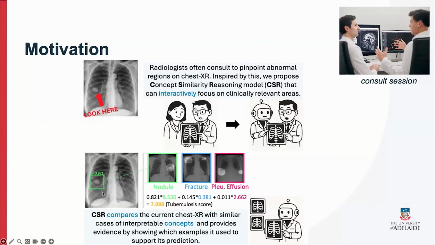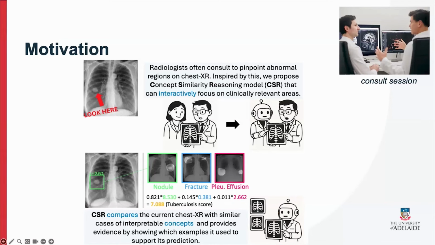Given a test X-ray right here, the CSR will compare the nodule here with the nodule from a past case to yield a similarity score of 0.8. It also will compare with other interpretable concepts like fracture or pleural effusion, but they are not shown here for brevity. So we can see that those two nodules have a similarity score of 0.8, and there is no fracture or pleural effusion because their scores are really low: 0.1 for fracture and 0.01 for pleural effusion.